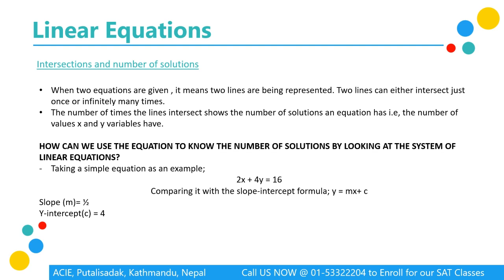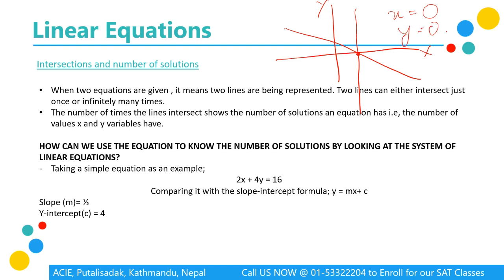And now we have intersections and number of solutions. So basically, when we are given a certain graph and we have certain lines in it, for example, this and this is intersecting in one point. So we will only have one value of x and one value of y because it's only intersecting in one point. But when it's intersecting at two different points, then the value of x will also be two and the value of y will also be two.